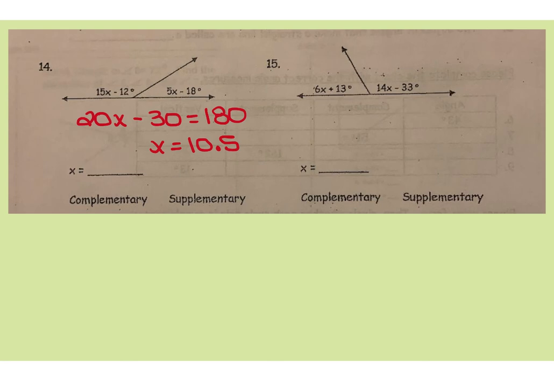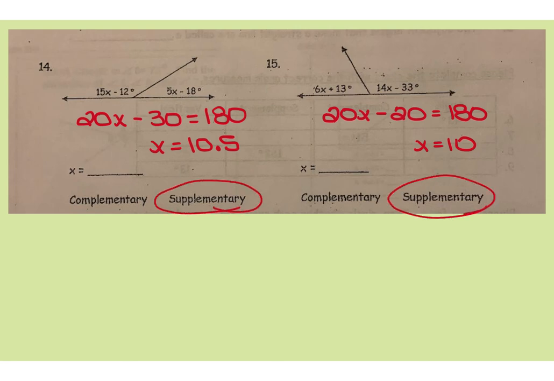And number 15, equation and what x equals. Boone. 20x minus 20 equals 180. All right. I got x equals 10. X equals 10. Very good. And both of these were complementary or supplementary? Both of these were supplementary. Very good. I don't want to do 16 and 17. So I'm going to give you some on the last page and let you work.